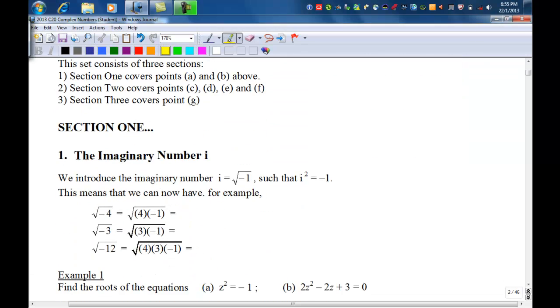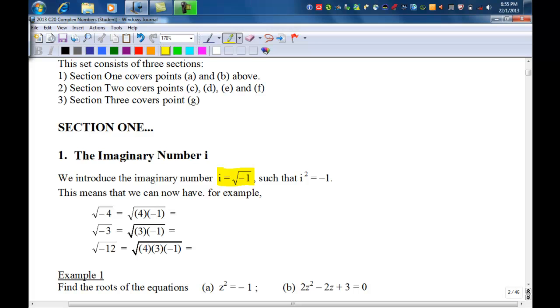We begin by looking at the definition of the imaginary number i. i is defined as the square root of minus 1. Now this definition has implications for how we look at numbers and how we solve equations. For example, we can now take the square root of a negative number.